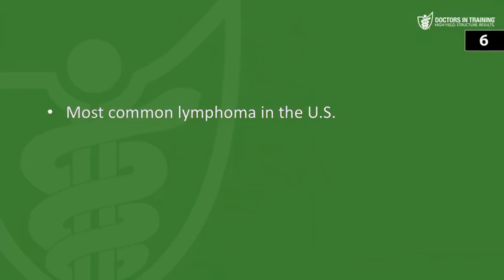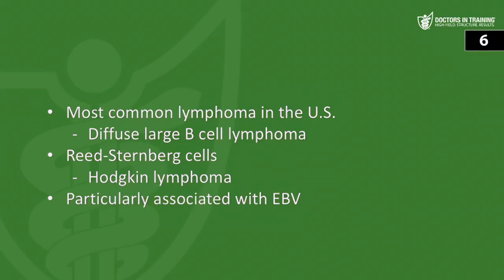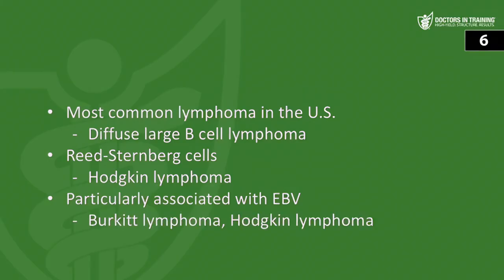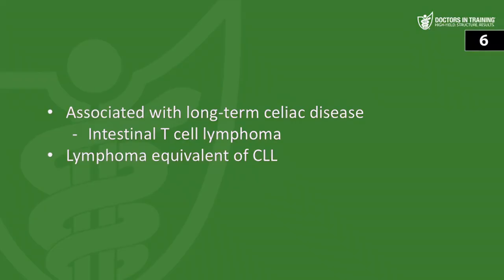Next, what form of lymphoma matches each of the following statements? The most common lymphoma in the U.S. is diffuse large B-cell lymphoma. Remember, we also said it's the most common lymphoma among adults, so overall in the U.S. and most common in adults. Reed-Sternberg cells are a feature of Hodgkin lymphoma. Particularly associated with EBV would be Burkitt lymphoma and potentially also Hodgkin lymphoma. Associated with long-term celiac disease is that intestinal T-cell lymphoma. The lymphoma equivalent of CLL is small lymphocytic lymphoma.